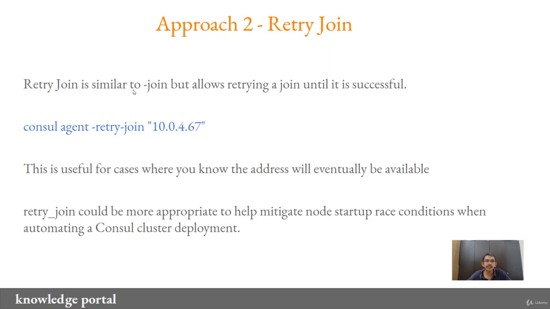Retry join is similar to join, but it allows retrying a specific join operation until it is successful. So for example, Consul agent retry join followed by the IP address of the server. If you run this command now and the server is not up, then it will continuously try to connect to the server. This is useful for use cases where you know that the address will eventually be available. Right now it might not be available, but after 5 minutes your Consul server will be up and running. So this is a great approach.